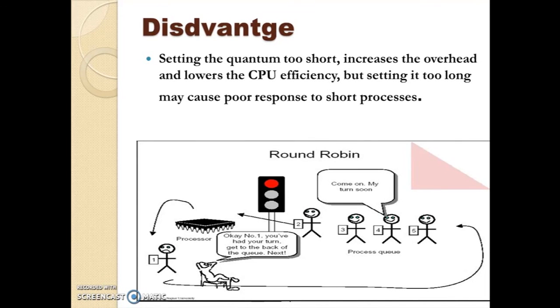What is the major disadvantage? The major disadvantage is setting the quantum time. We cannot set the quantum time too short or too long because both have their own disadvantages. If we set the quantum too short, it will increase the overhead and reduce the efficiency, and if we set the quantum time too long, it will result in poor response to short processes.